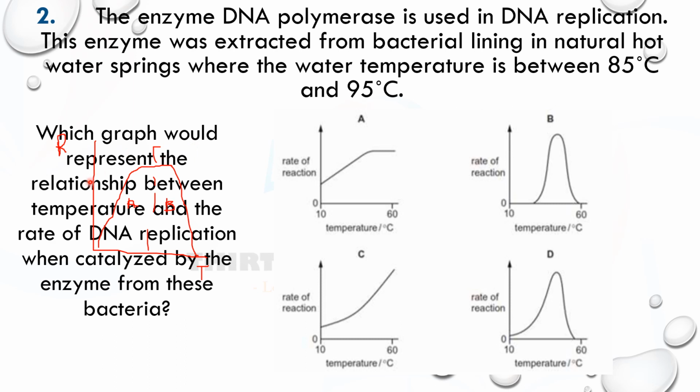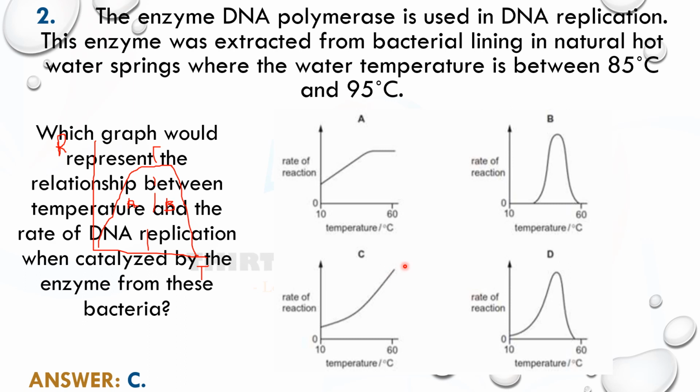Which graph would represent the relationship between the temperature and the rate of DNA replication when catalyzed by the enzyme from these bacteria? Which one represents it? Which one? What do you think? Of course, it's C. All right, temperature increases with rate of reaction until it reaches optimum.